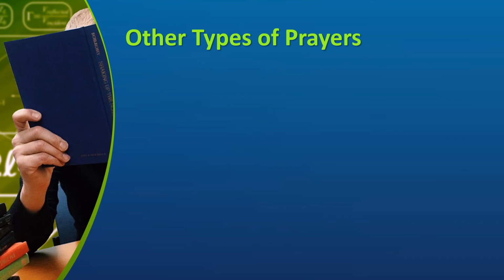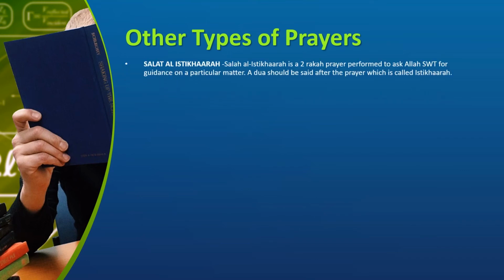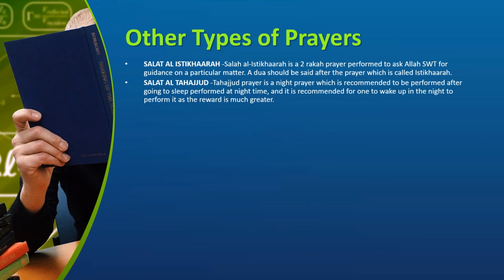We have other types of salat like Salatul Istikhara. That is the two rakat prayer performed to ask Allah subhanahu wa ta'ala for his guidance on a particular matter. We have Salatul Tahajjud, which is prayed at midnight, and there is no upper limit for it. The minimum amount of Salatul Tahajjud is two rakat, and the more you read, the greater the rewards you get.